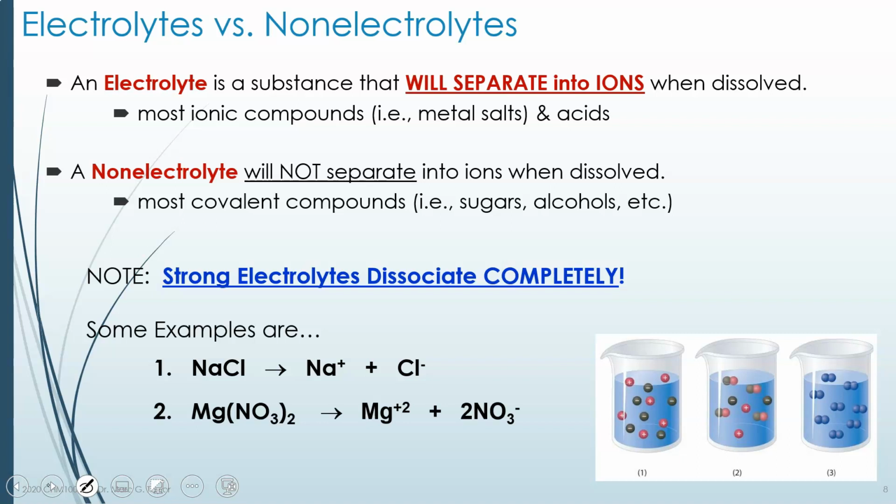Another example would be magnesium nitrate. Nitrate salts are almost always soluble in water, highly soluble. So each one of these formula units will break up into one magnesium ion, Mg+2, and two nitrate ions. And it will go pretty much to completion. 100% will go all the way to these three ions. So that is another strong electrolyte.